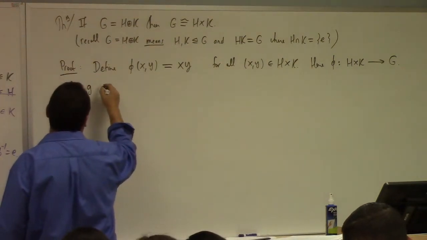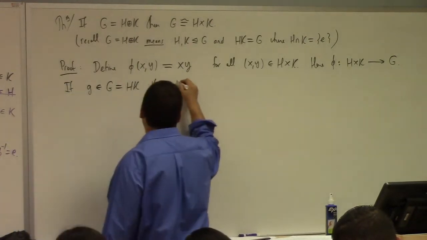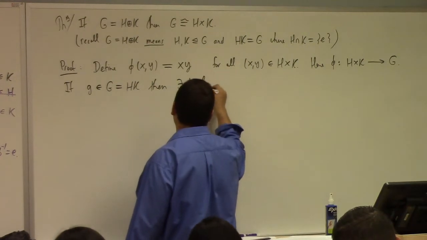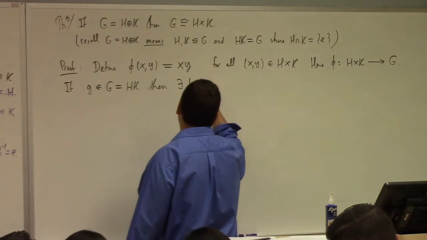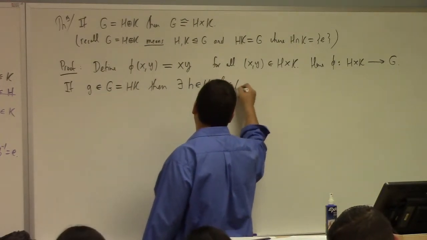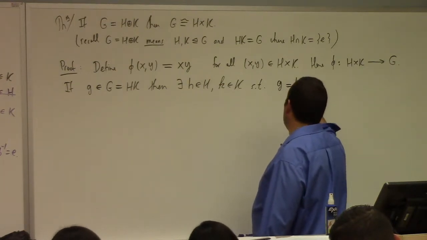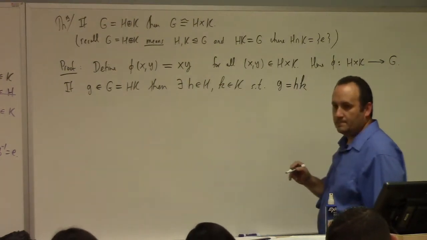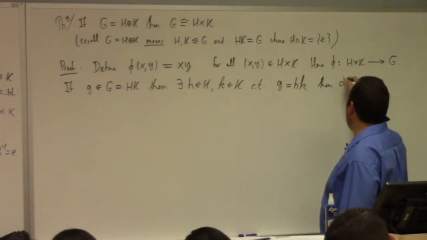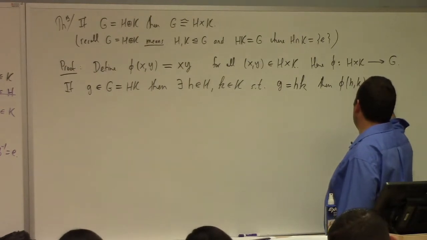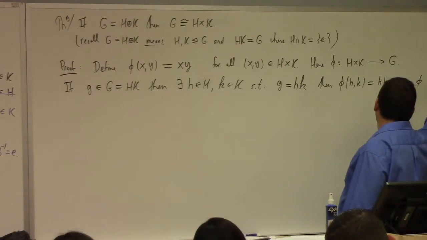If g is in G, which is equal to HK, then there exists an h and a k, little h and k, such that g is equal to h times k, right? Then what? Notice that phi of (h, k) equals hk equals g, therefore phi is onto.